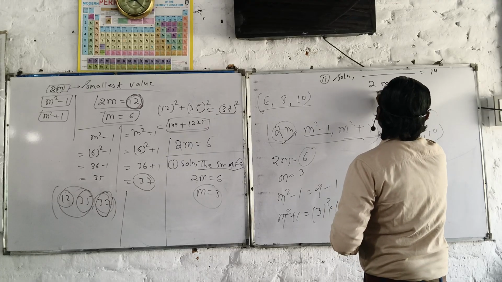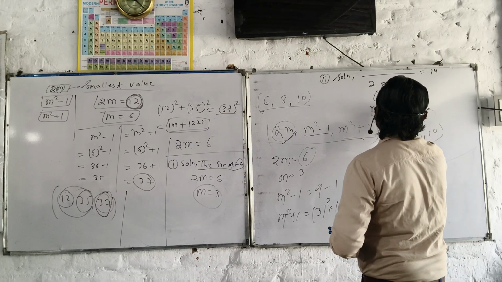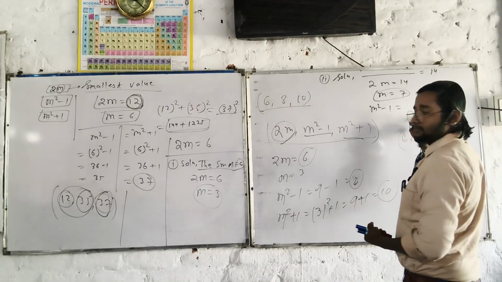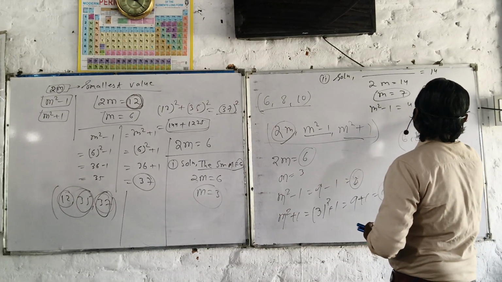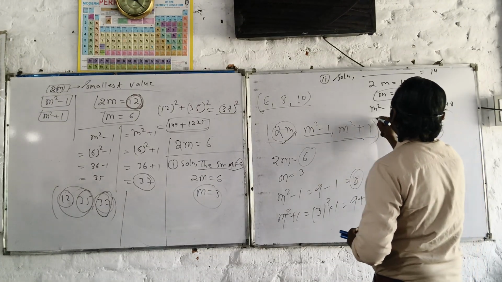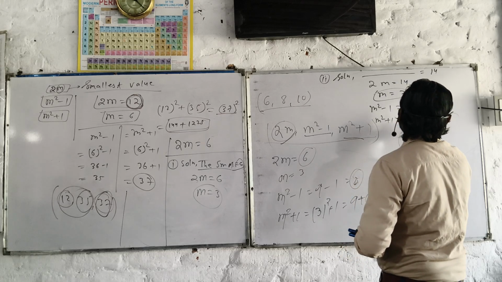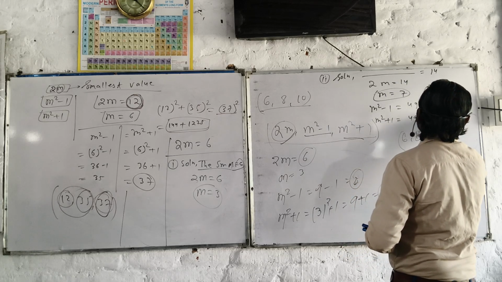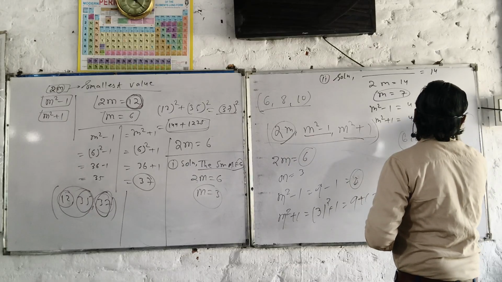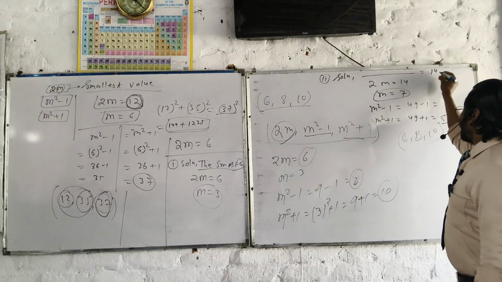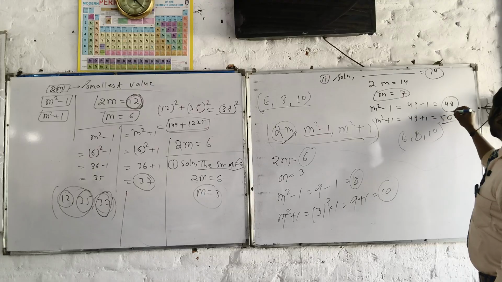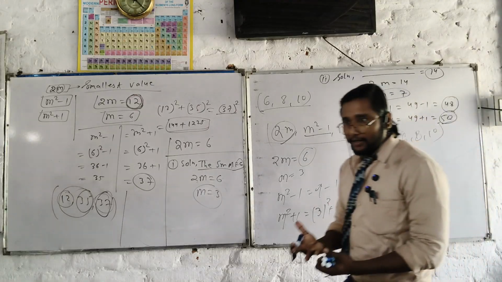So m equal to 7. m square minus 1: 49 minus 1 is 48. m square plus 1 is 50. So we can say that 14, 48, and 50 are the Pythagorean triplet.